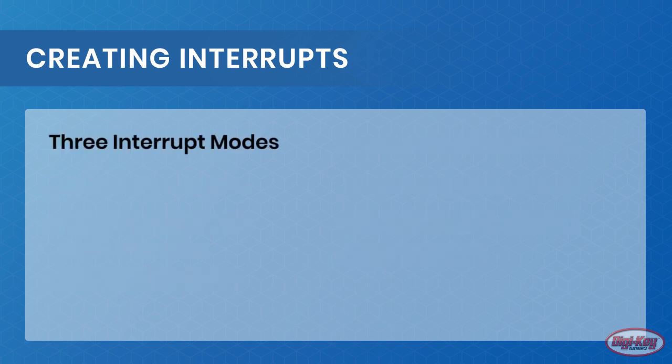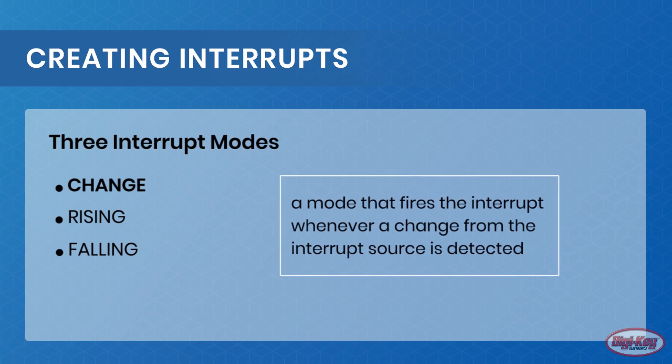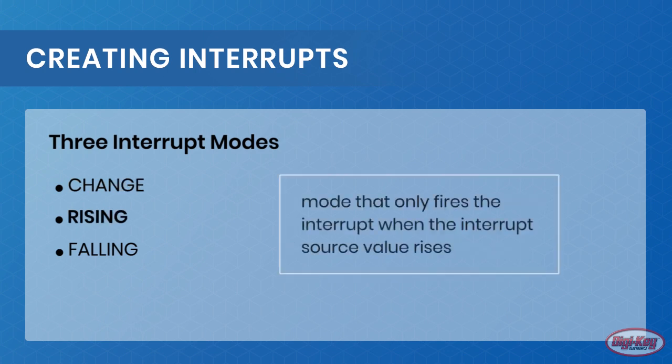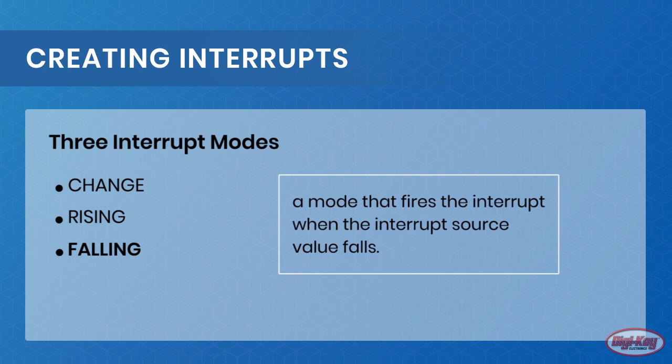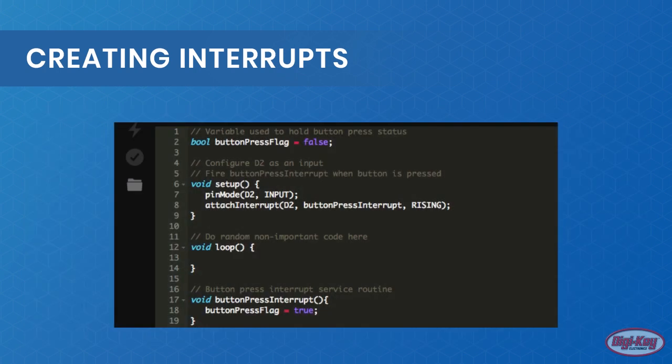Three possible interrupt modes exist for interrupts on the Particle Photon: change, rising, and falling. Change is a mode that fires the interrupt whenever a change from the interrupt source is detected. Rising is a mode that only fires the interrupt when the interrupt source value rises, and falling is a mode that fires the interrupt when the interrupt source value falls. Shown is an example of a simple interrupt service routine that fires whenever a button press is detected on D2.